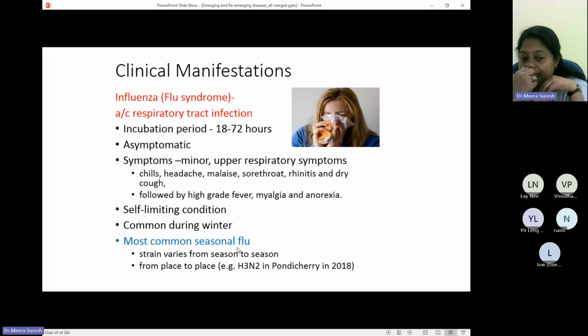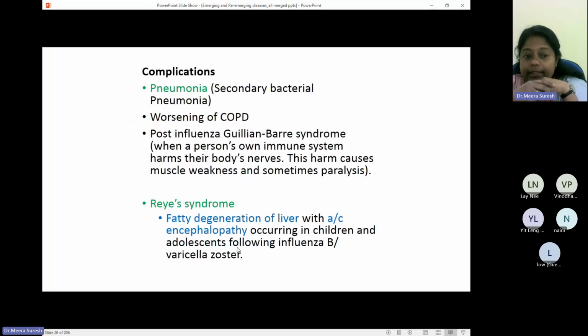It's the most common seasonal flu. You know that the strain varies from season to season and also from place to place. In Pondicherry, which is a place in India, in 2018, the variety that came up, which resulted in influenza, was H3N2. This strain variation is a particular feature of influenza virus actually.